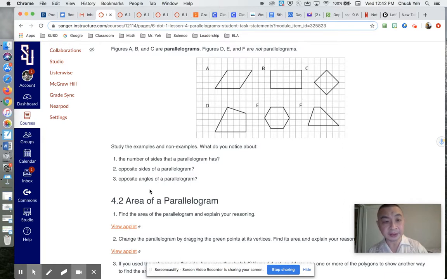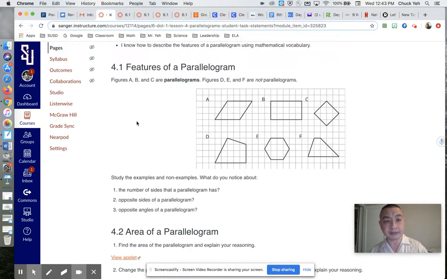Number 3, what do you notice about the opposite angles of a parallelogram? So go ahead and pause it and think about it. The opposite angles of a parallelogram have the same size. Notice D does not have the same size. This is a 90-degree angle, and this is not a 90-degree angle. Same thing with this, these aren't the same size. So again, number 1 is that they have 4 sides. Number 2 is that the opposite sides are the same length, and then the opposite angles are the same size. So that is 4.1.